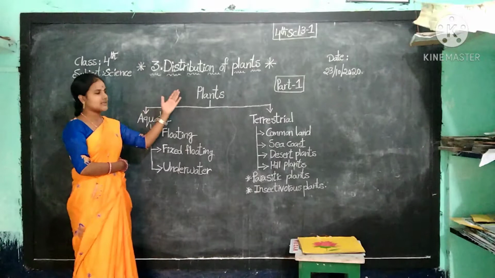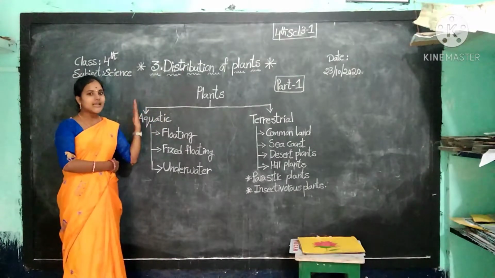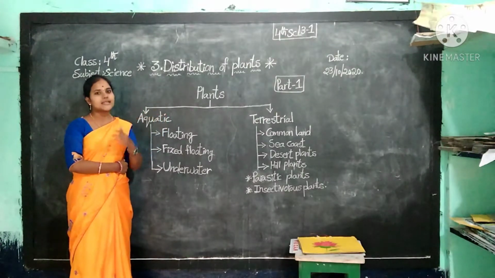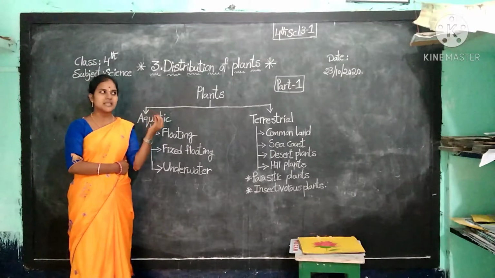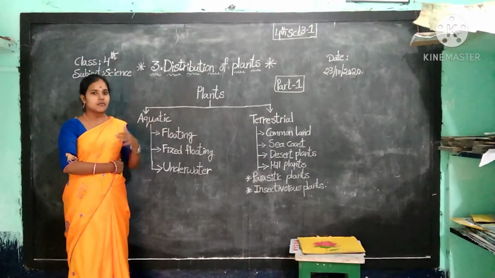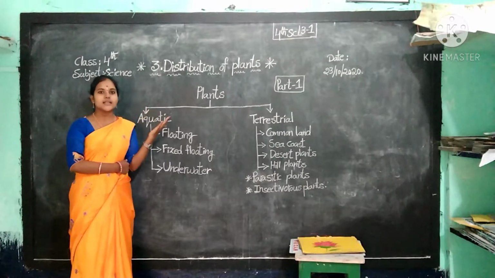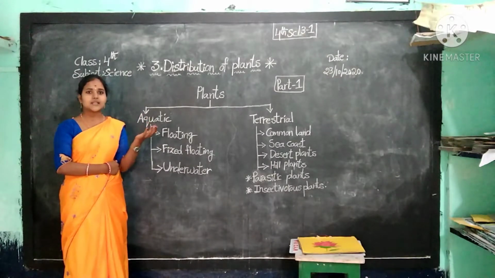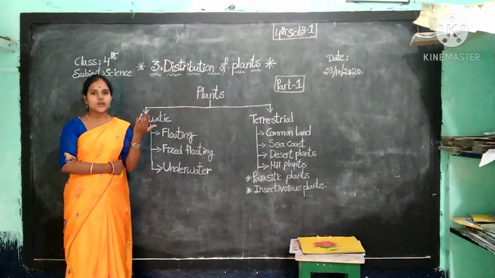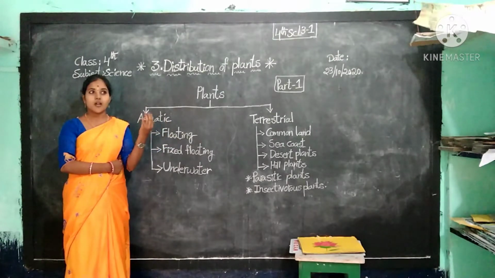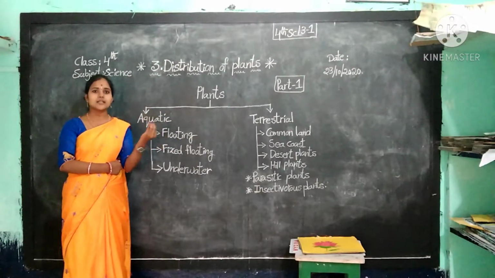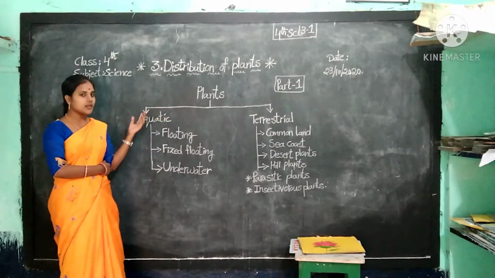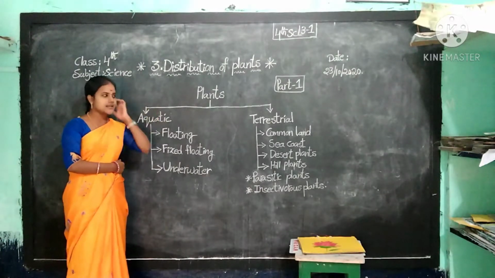Okay, division of plants. We see many kinds of plants around us. Plants are found anywhere in the world. Yes or no, children? Wherever we go, we see many kinds of plants. They grow in different conditions. Some plants grow in water and some plants grow on the land. Some plants grow in hot desert places and some plants grow in cold places. Like that, they grow in different conditions.